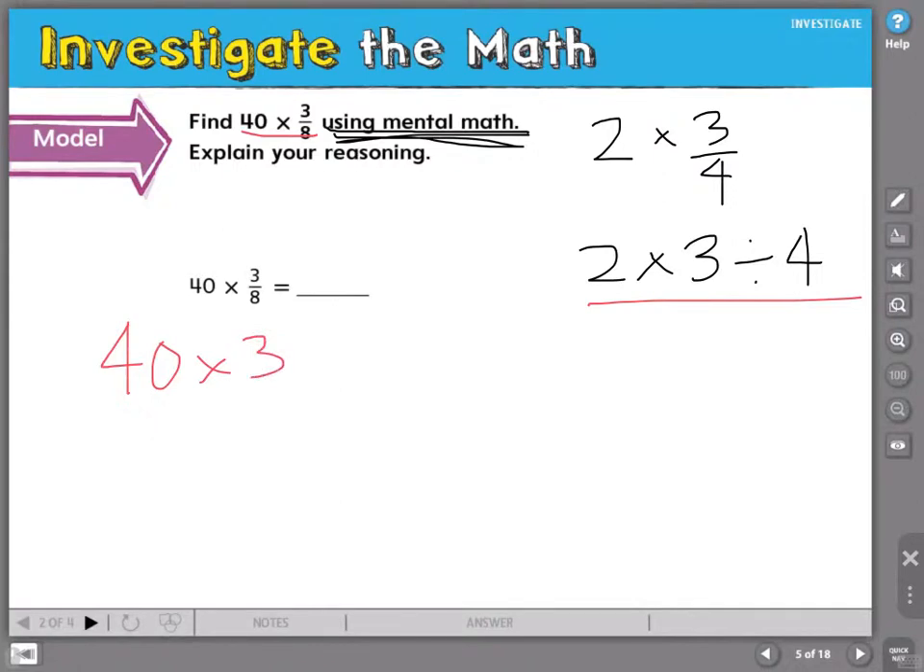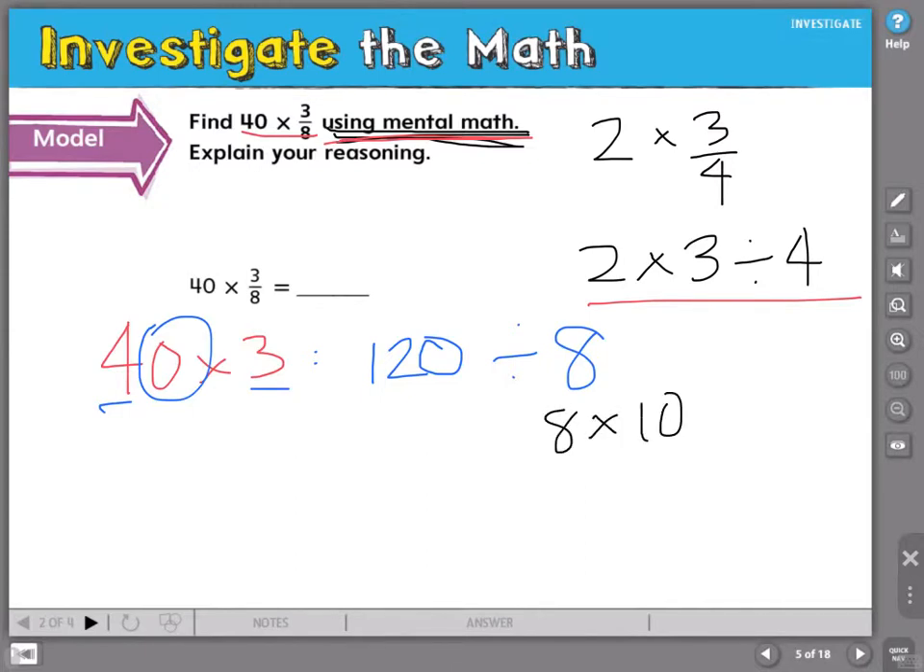This is just like the basic fact, 4 times 3, but it's a multiple of 10, so we annex that 0. Now, I know that my next step is to divide by 8. I could solve this like a division problem, but they asked me to use mental math. So I'm going to use the distributive property to help me out. I know that 8 times 10 is 80. That's an easy one.